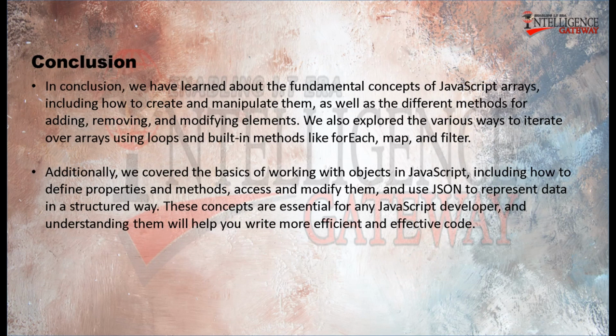Conclusion. In conclusion, we have learned about the fundamental concepts of JavaScript arrays, including how to create and manipulate them, as well as the different methods for adding, removing, and modifying elements. We also explored the various ways to iterate over arrays using loops and built-in methods like forEach, map, and filter. Additionally, we covered the basics of working with objects in JavaScript, including how to define properties and methods, access and modify them, and use JSON to represent data in a structured way.